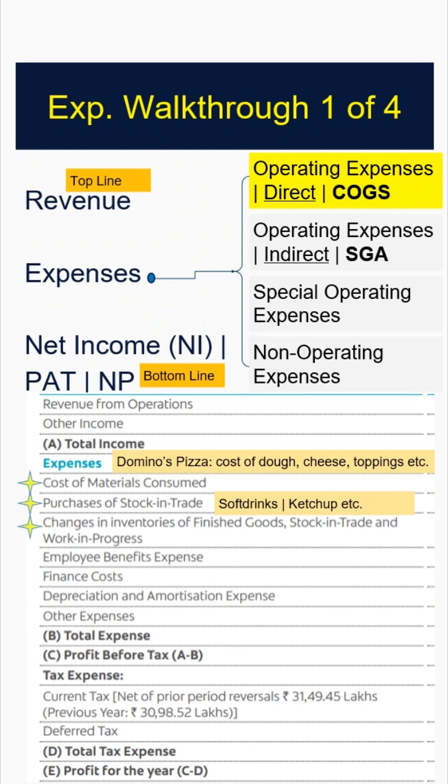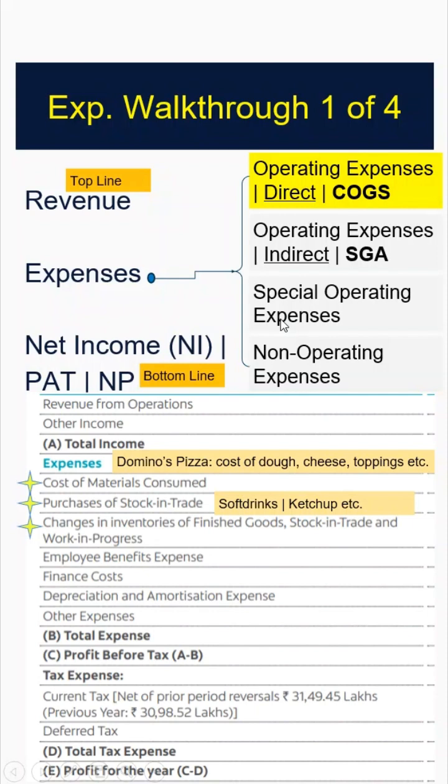So, what we learn here is that in operating expenses under direct or COGS, we have three different categories which are recorded on a real income statement. One is cost of materials consumed, then purchases of stock in trade, and then finally changes in inventories of finished goods, stock in trade, and work in progress.